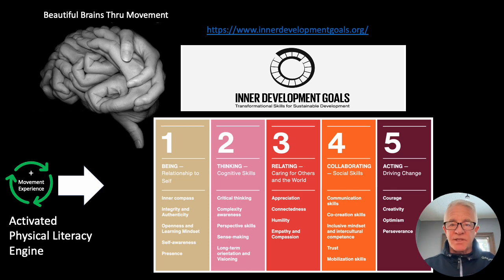and you went through this list, the 5 topic strands of inner development goals, being, thinking, relating, collaborating, and acting, you'll notice that there's a whole bunch of words beneath there, like courage, creativity, communication skills, appreciation, connectedness, critical thinking, etc. All of these terms can come from quality movement experiences, all of them. We've tested this on hundreds and hundreds of people, and people, after doing a physical literacy enriched activity, will identify almost all of these as arising from the activity.